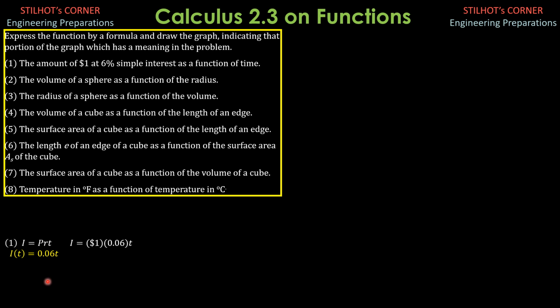So the graph of this is, when time is 0, I is 0, and when time is T, I is 0.06T, so it is just a straight line as shown in the figure. The important thing is that it passes through the point where time is 0 and I is 0.